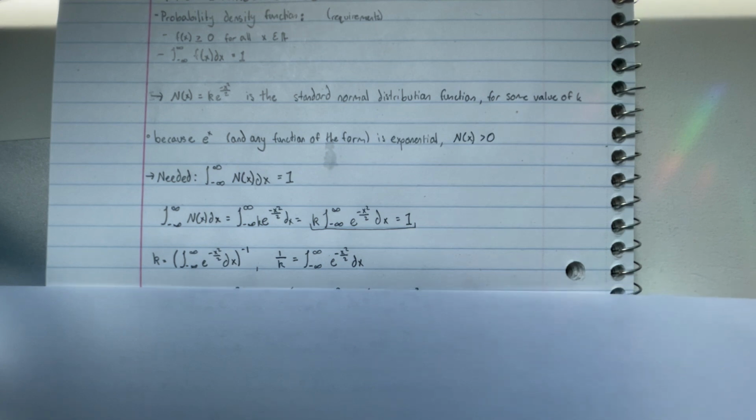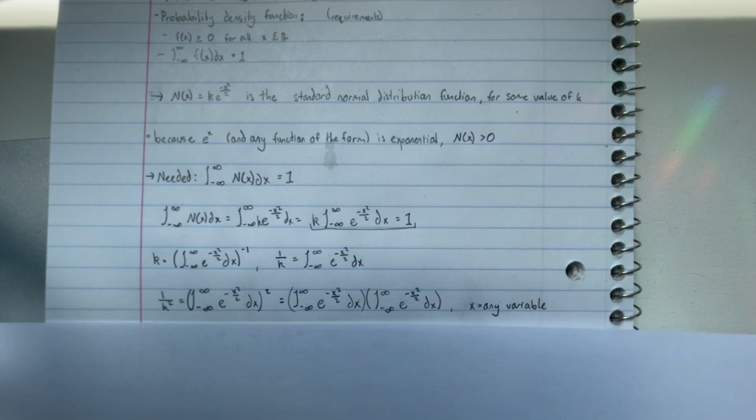From here, we can square both sides. This way, we can start to work towards a problem that is solvable. Now we have 1 over k squared is equal to the integral from negative infinity to infinity of e to the negative x squared over 2 dx, squared. This is the same thing as the integral from negative infinity to infinity of e to the negative x squared over 2 dx times itself, where x can be any variable.